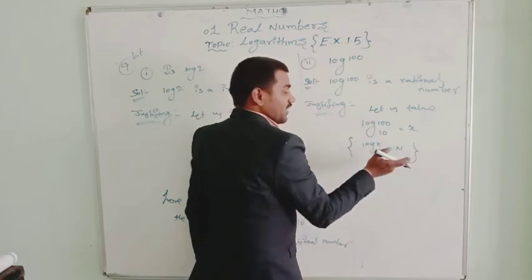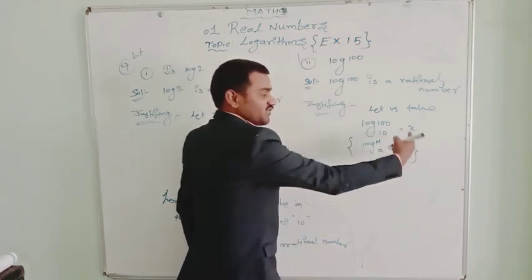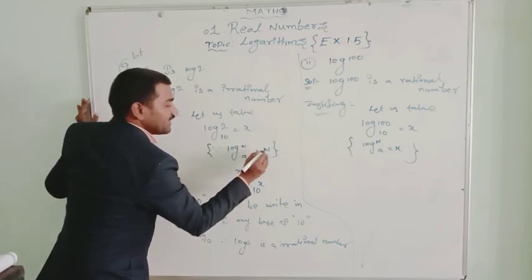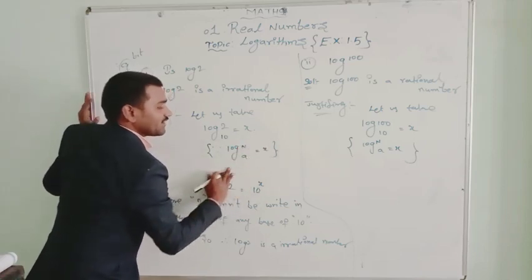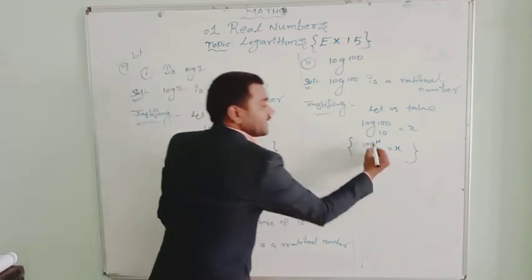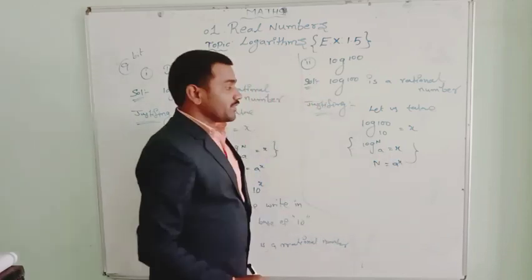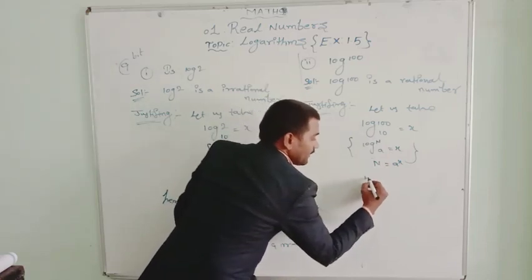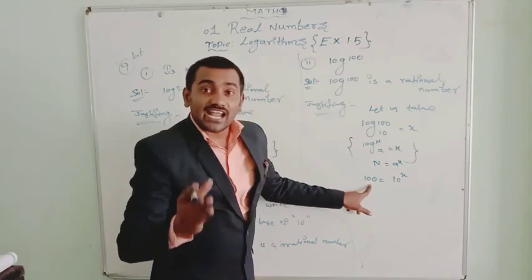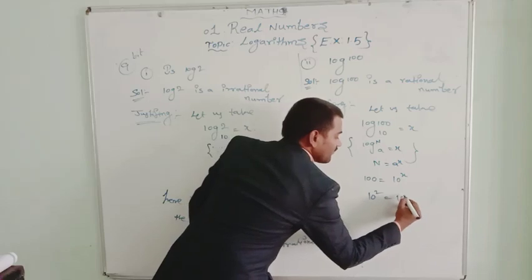You have already learned the formula log n base a equal to x. The concept is the same, so do not be confused. In exponential form, n equal to a to the power of x. Let us change this: 100 equal to a to the power of x, here 10 to the power of x. Here 100 we can write as a base 10, that is 10 squared. So 10 squared equal to 10 to the power of x.